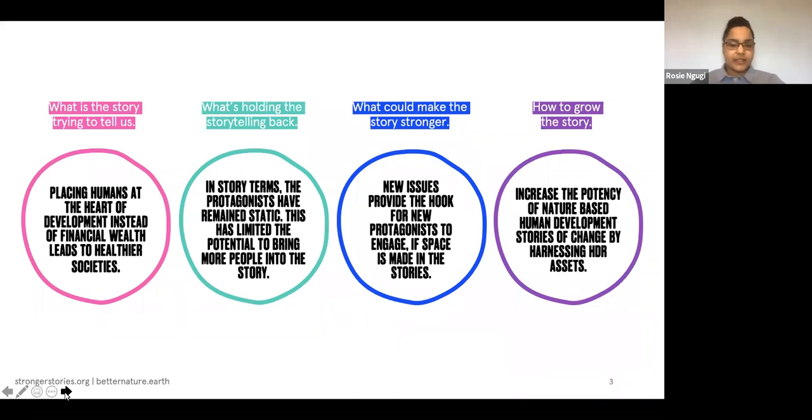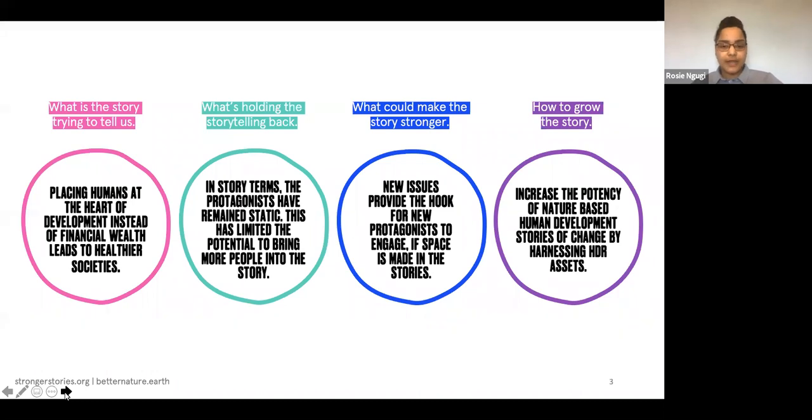So our findings can be put into these four buckets. We ask, what is the story trying to tell us? Well, by placing humans at the heart of development instead of financial wealth, this can lead to healthier societies. And what's holding the storytelling back? Well, in story terms, the protagonists have remained static throughout all of the years of the Human Development Report. And this has limited the potential to bring more people into the story.